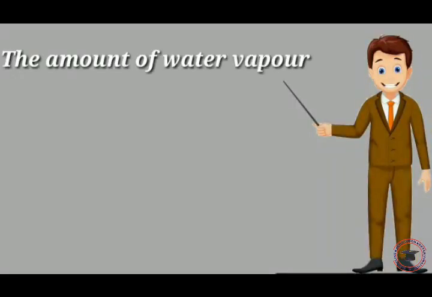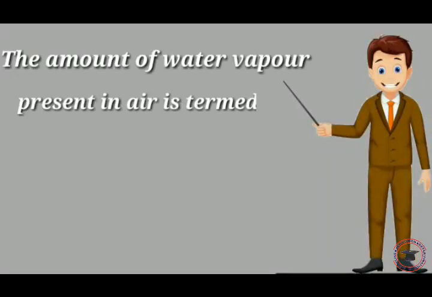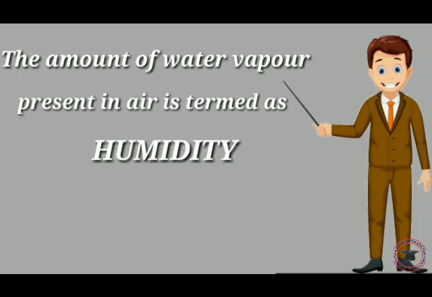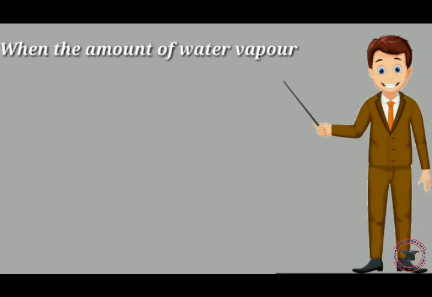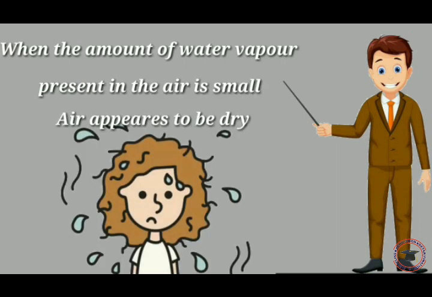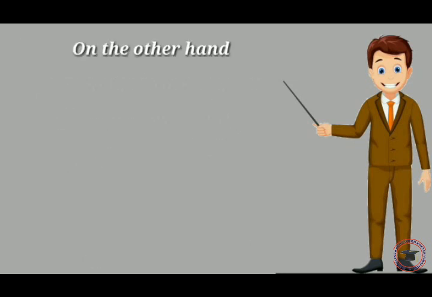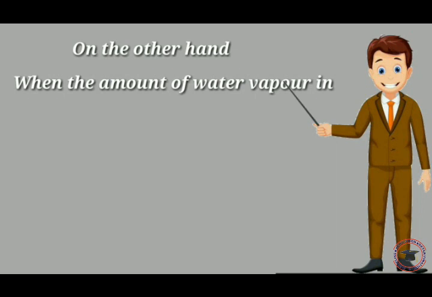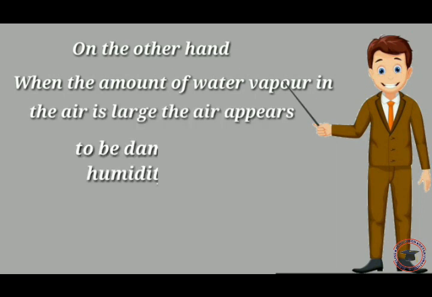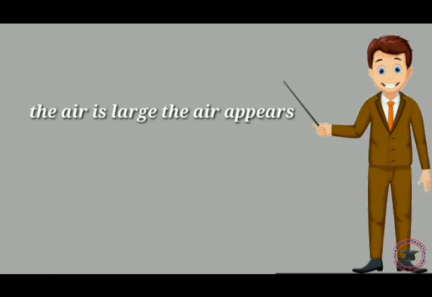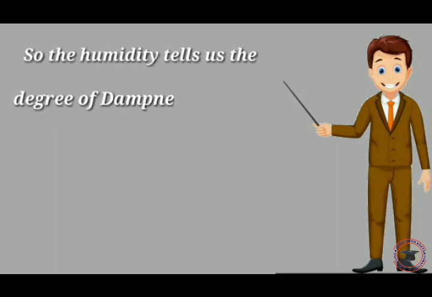The amount of water vapor present in air is represented by a term called humidity. When the amount of water vapor present in the air is small, the air appears to be dry and we say that the humidity is low. On the other hand, when the amount of water vapor in the air is large, the air appears to be damp and we say that the humidity is high. So, humidity of air tells us the degree of dampness of the air.